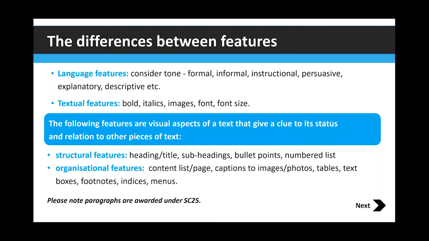So those kind of features you would expect to find within each text type. So within a report, you definitely expect to see a title. You may find bullet points, you may find numbered lists. Where the organisational features differ, they are additional features associated with the visual aspect. So there may be a caption to an image, they may insert a table, they might use a footnote. So they are additional aspects to the structural features and very, very much different. Please note that paragraphs are not awarded nowadays under the structural features. These are awarded under a separate subject content.